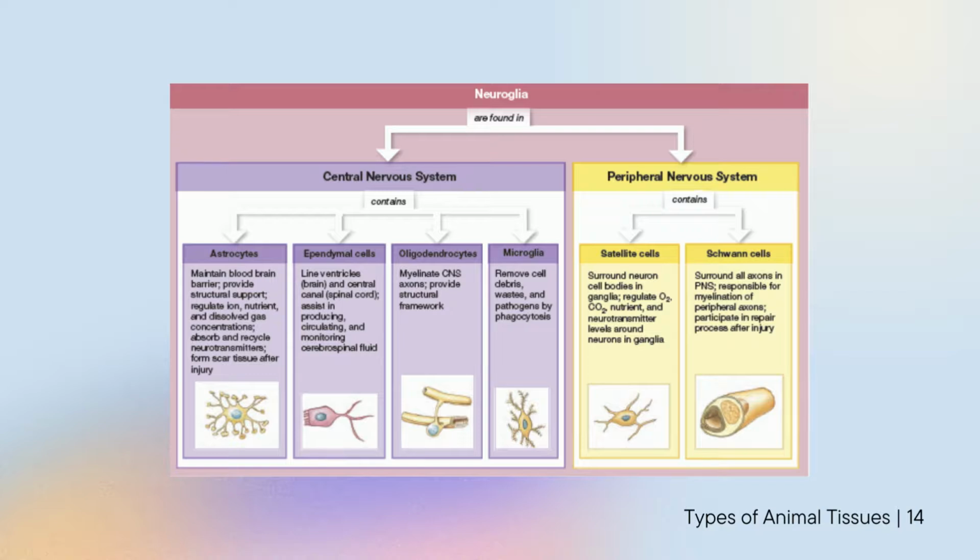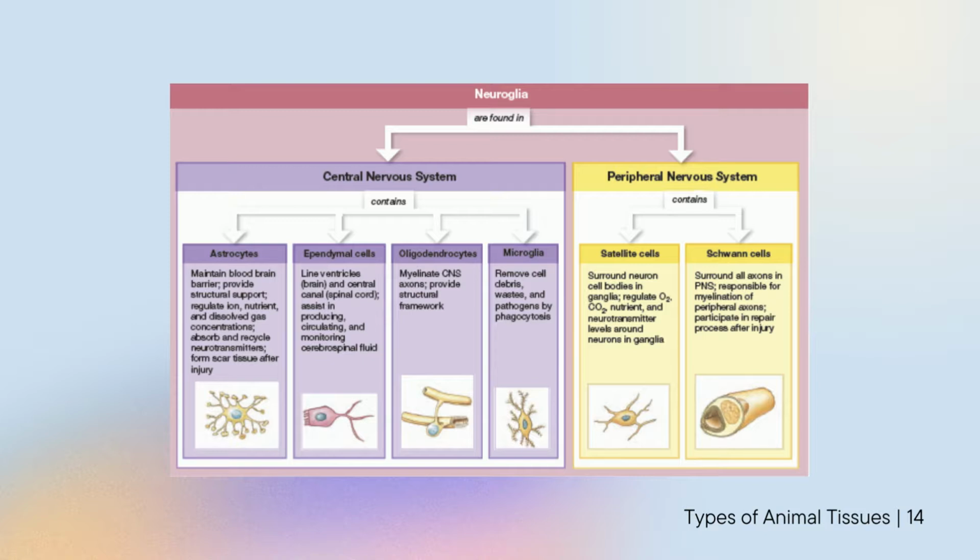So astrocytes are the neuroglia forming the blood-brain barrier, which is the barrier of the brain from the blood supply. So this prevents the entry of unnecessary materials like pathogens and other materials that are not necessary for the brain. So it also provides external support. It regulates movement of ions, nutrients, and dissolved gases in the brain. Also absorbs and recycles neurotransmitters.